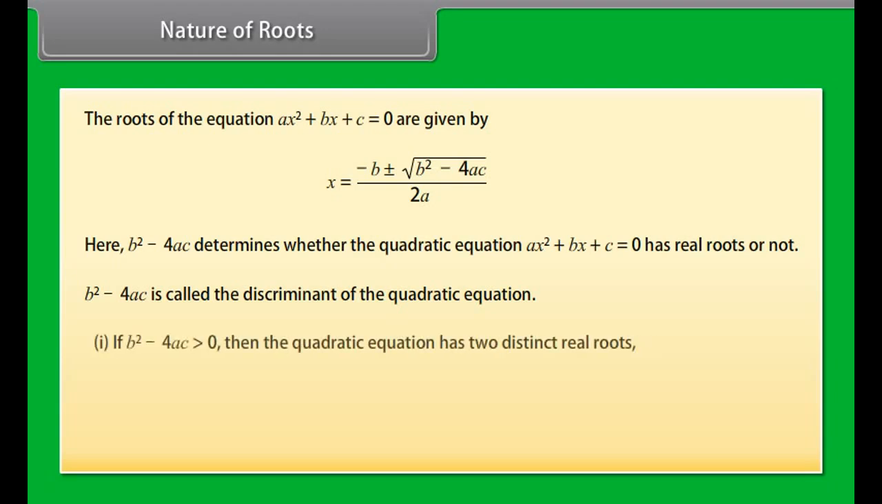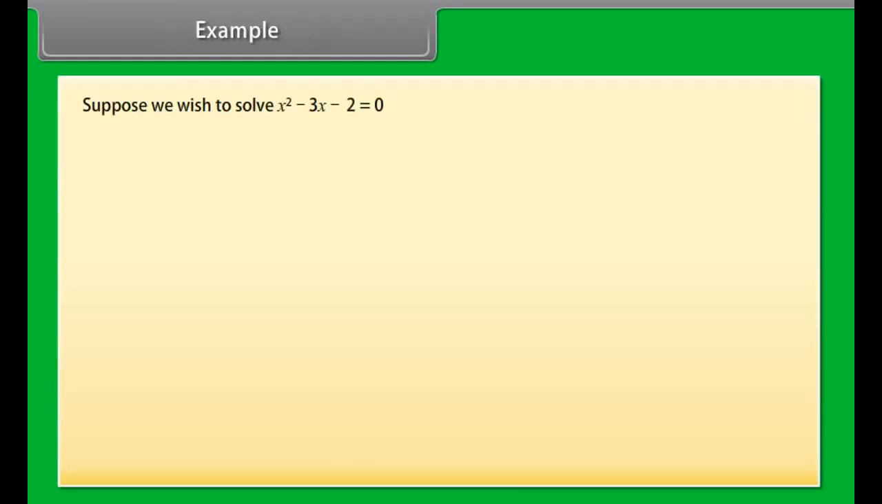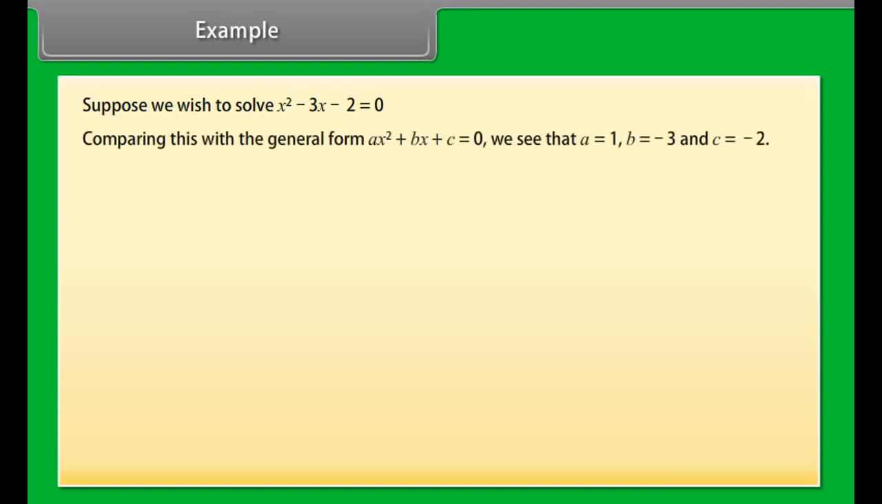Nature of roots. The roots of the equation ax square plus bx plus c is equal to 0 are given by x is equal to minus b plus or minus square root of (b square minus 4ac) whole upon 2a. Here, b square minus 4ac determines whether the quadratic equation ax square plus bx plus c is equal to 0 has real roots or not. b square minus 4ac is called the discriminant of the quadratic equation.